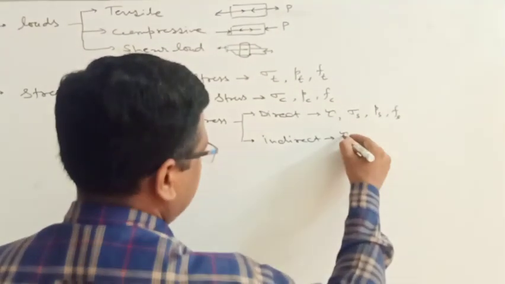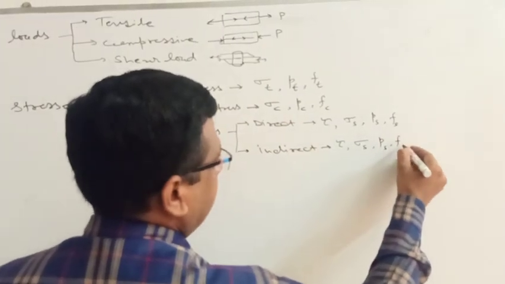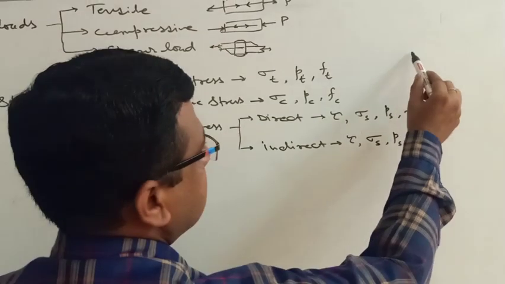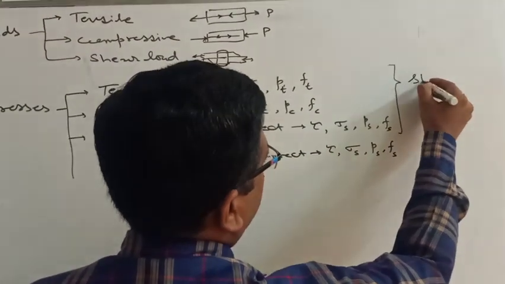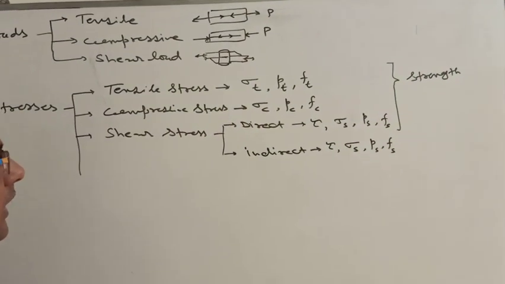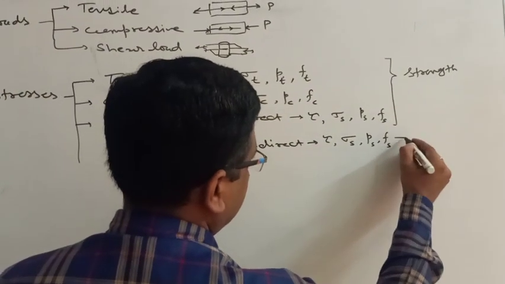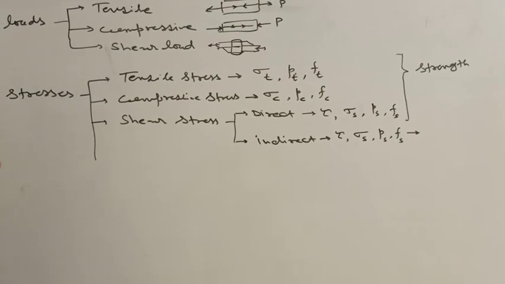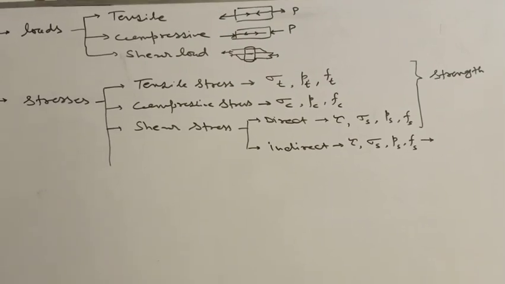The notations are the same, but the calculations are different. If you are considering the direct calculations of the stress, this can be calculated with the help of our strength equation. But if we are calculating the indirect, then this indirect may be due to the tensile, or it may be due to the twisting. This can be calculated.